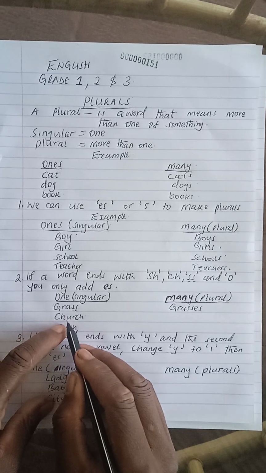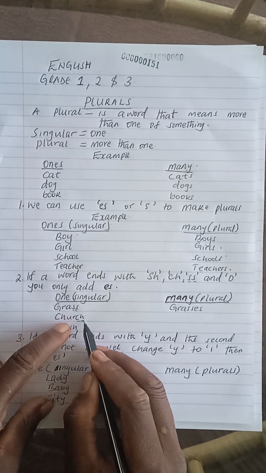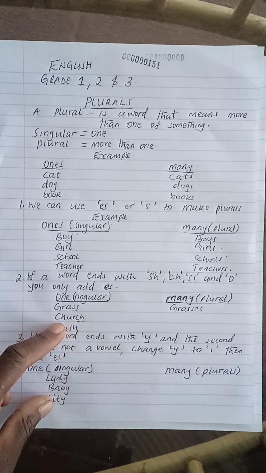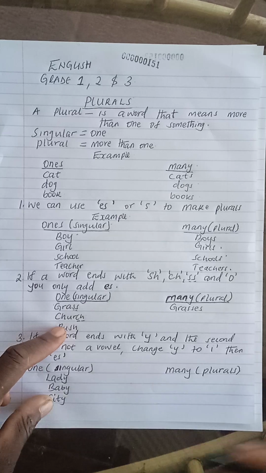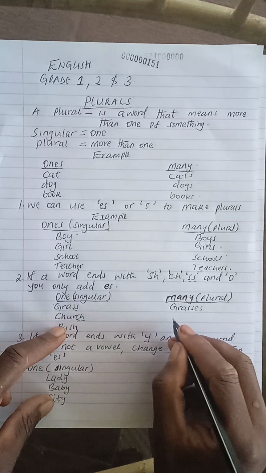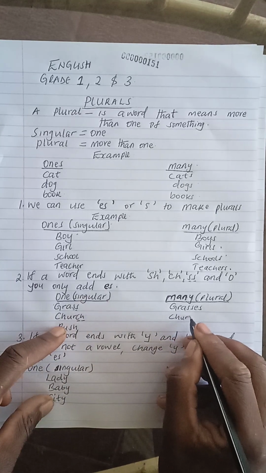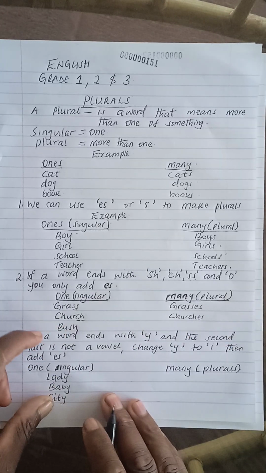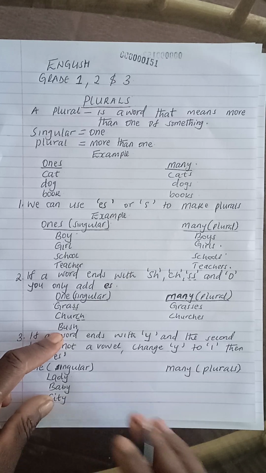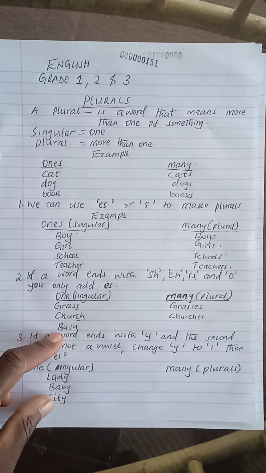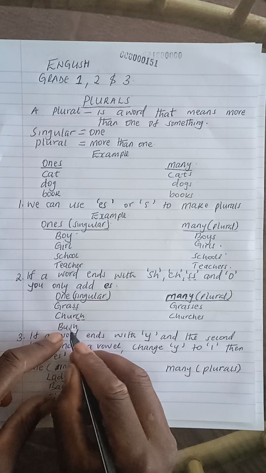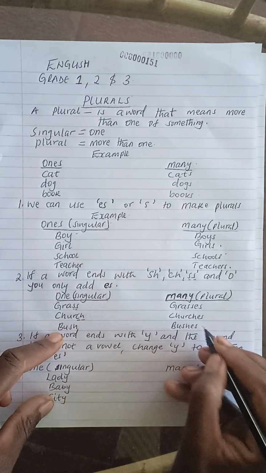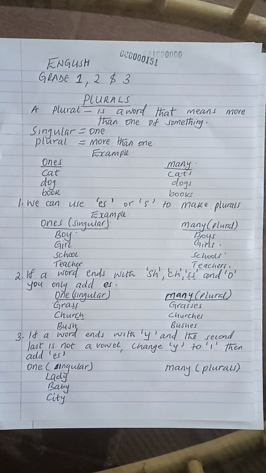Now, if the word ends with sh, this is church, it ends with ch, then what you have to do is add es at the end of that word. Now it will be churches, like that. Now for this one, if the word ends with sh, you only add es. This is bush. Now it will be bushes, like that. Now you have finished with that one.